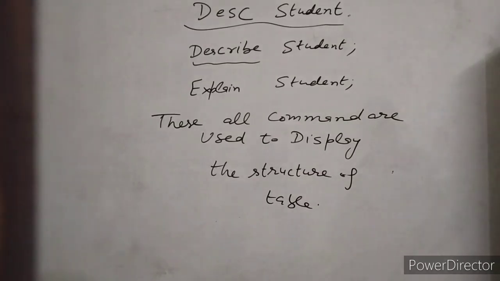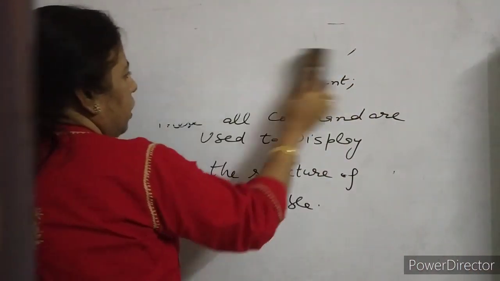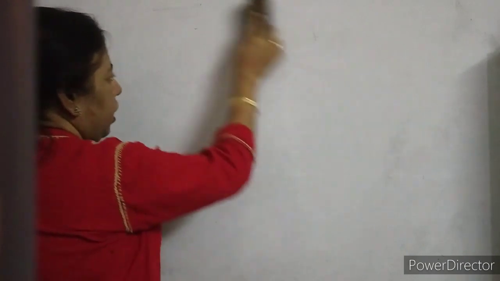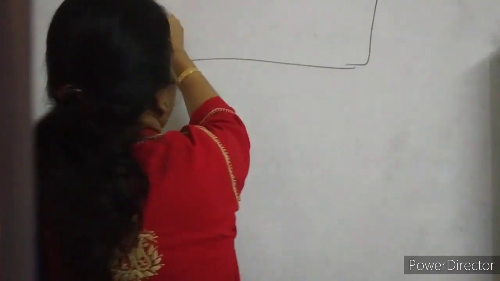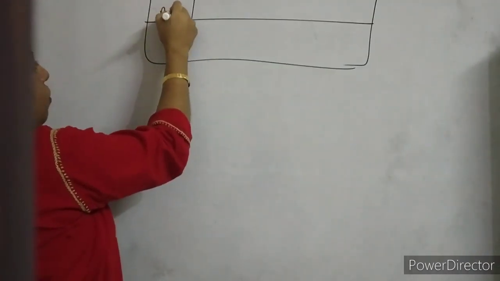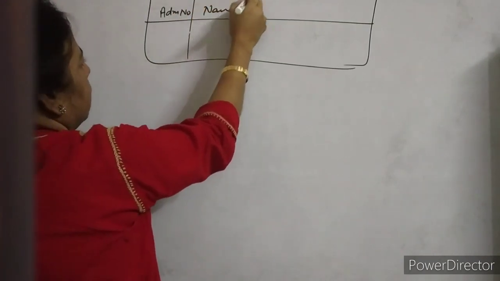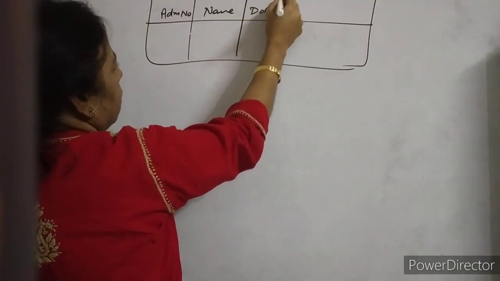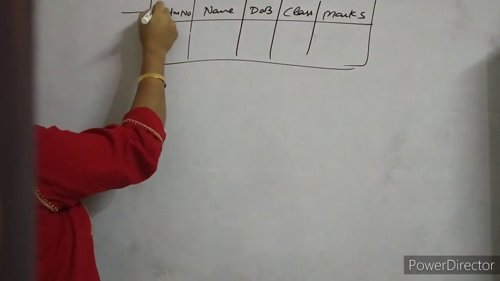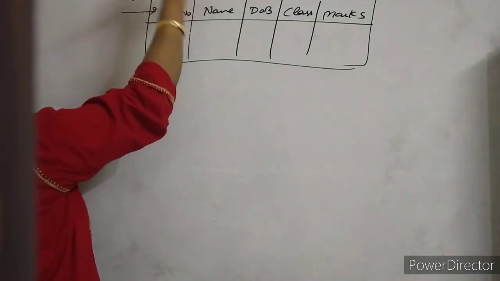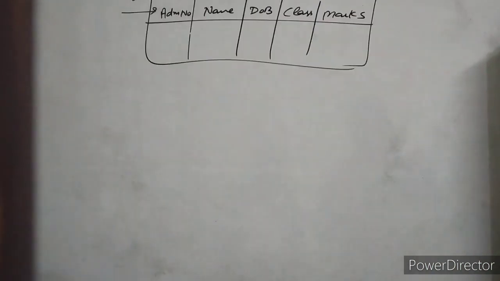The next command I will discuss with you is the insert command. Okay? Now my table is created. The structure of the table is created. What is the structure? ADMNO, name, DOB, class, and marks. Okay? This is the structure of my table. Clear? But this table does not contain any record till now. Nothing is there in this table. This table is empty. Clear?